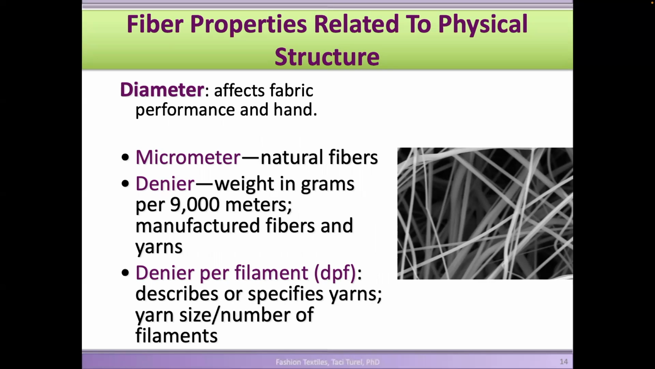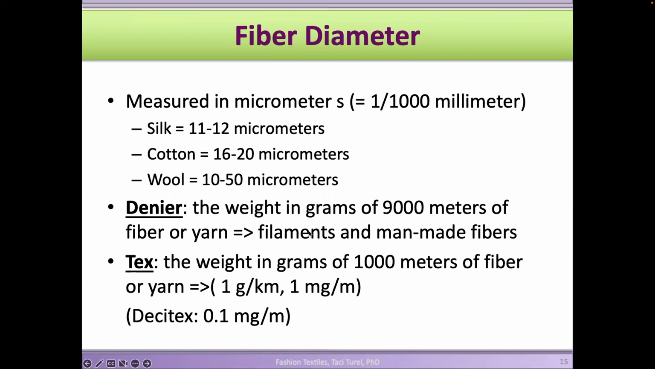Now, diameter is the diameter of each fiber when you look at them under a scanning electron microscope, for example. This is basically giving us an idea about how thick a fiber is, right? Silk is usually 11, 12 micrometers. Cotton is a little bit larger than that, and wool usually has the largest diameter.